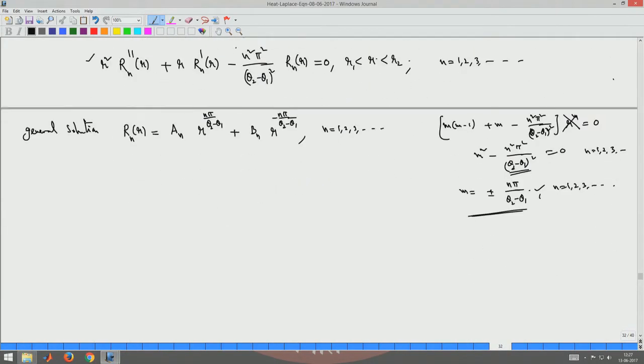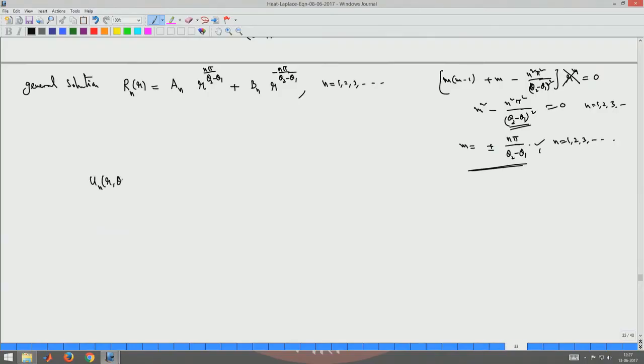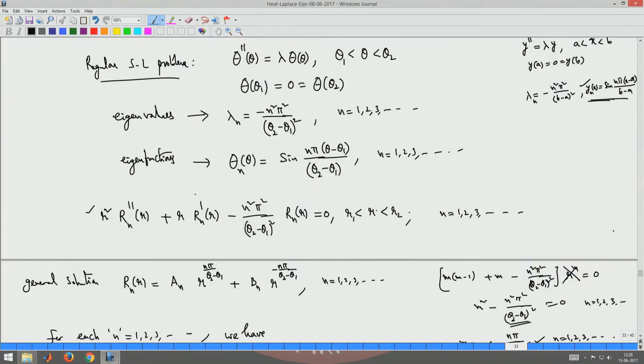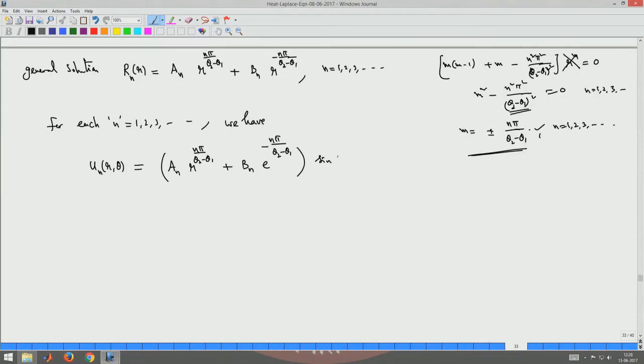So, let me write that solution u_n of r, theta, for each n running from 1 onwards. We have the solution u_n of r, theta is R_n of r, a_n times r^(n pi/(theta 2 minus theta 1)), that is the power, okay, plus b_n times r^(minus n pi/(theta 2 minus theta 1)), this into, and what is Theta_n of theta? That is sin(n pi (theta minus theta 1)/(theta 2 minus theta 1)). So, this is the function of r and theta. This is not exponential, this is r to the power of that, okay.